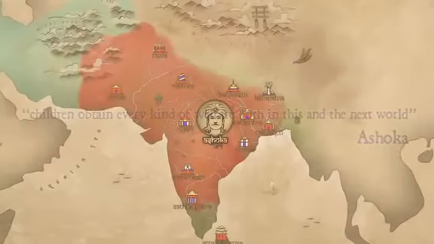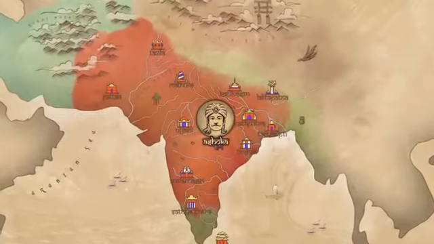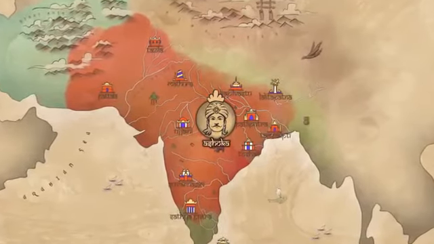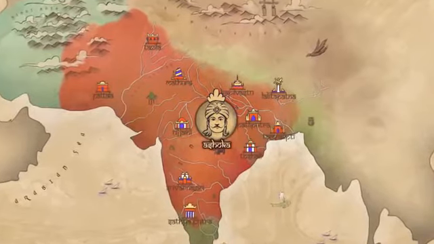Despite all of this piety and benevolence, we must always keep in mind that Ashoka was an emperor above all else, not a religious teacher or a philosopher.